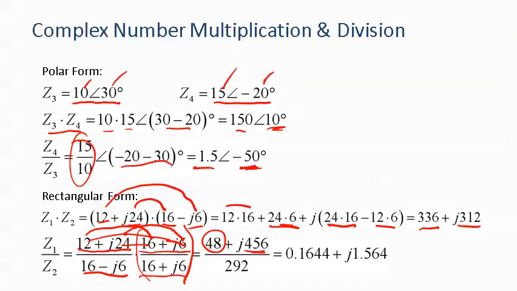In the denominator, let's look at this. 16 times 16 plus minus J6 multiplied by J6. The J's cancel. The J's become 1. And so we've got 256 plus 36, or 292. Divide the 292 into 48 and you get 0.1644. Divide 292 into 456 and you get 1.564. So that's how we do complex number multiplication and division. I think you can see that if you're doing it without a fancy calculator, it's best to do the multiplying and dividing in polar and the subtraction and adding in rectangular.